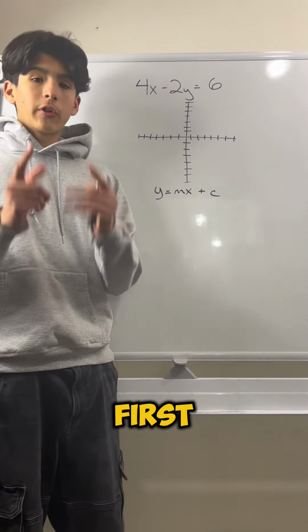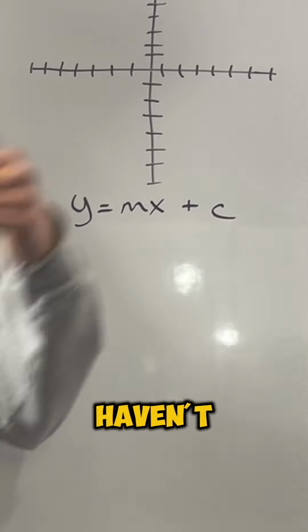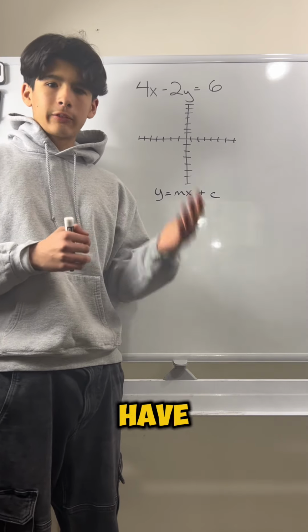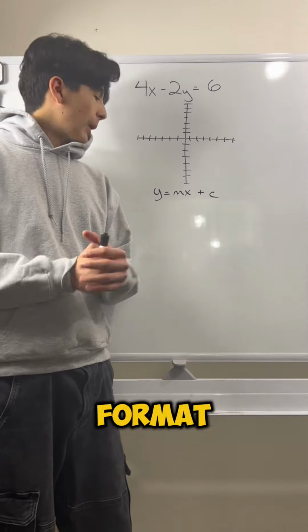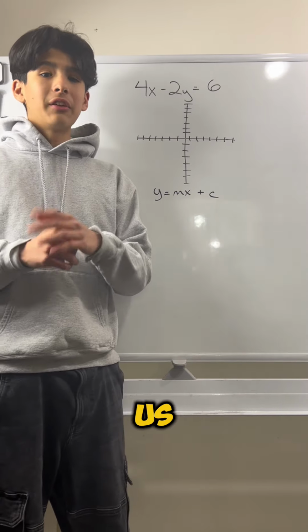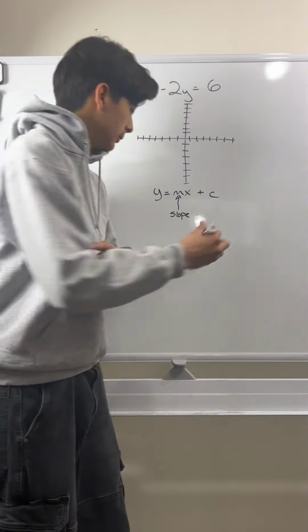Okay, so the first thing you're going to want to do is try and convert your equation into this format if you haven't already. Now, if it already is in this format, you don't have to worry about this step, but why is this important? Now, this format is called the slope-intercept form, and it tells us exactly that. It tells us the slope and the y-intercept.